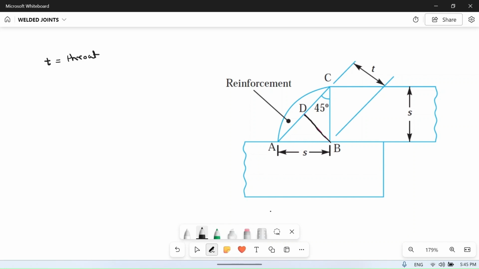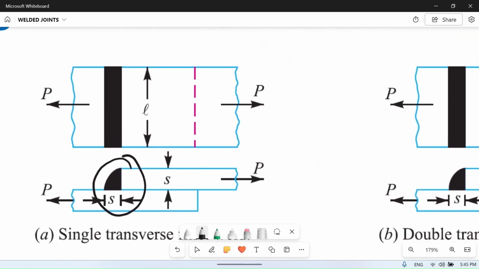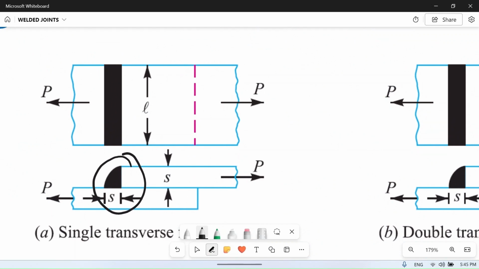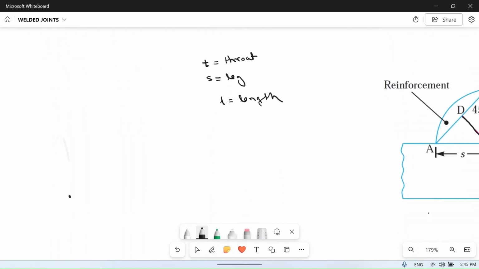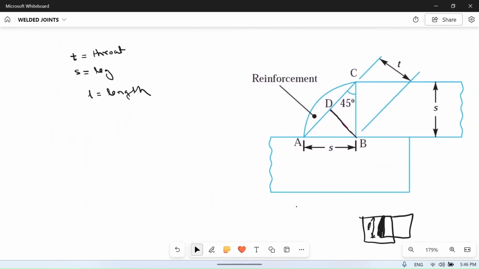See, this is S, this is also S. This is called the leg of the welding. L is the length of the welding. L is not visible in this diagram, but if we draw a plate like this, suppose this is the welding, then the total length of the weld is L. In this top view diagram you can see L, the length of the weld. We are seeing only the front view in the other diagram.